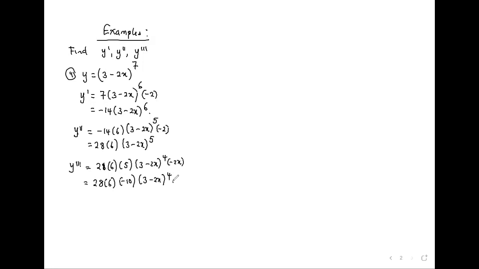Excuse me, sir. Is it supposed to be negative 2 or 2x? Negative 2 just. Yeah, it's supposed to be just negative 2. Thank you. And then when you multiply it, we have negative 10.